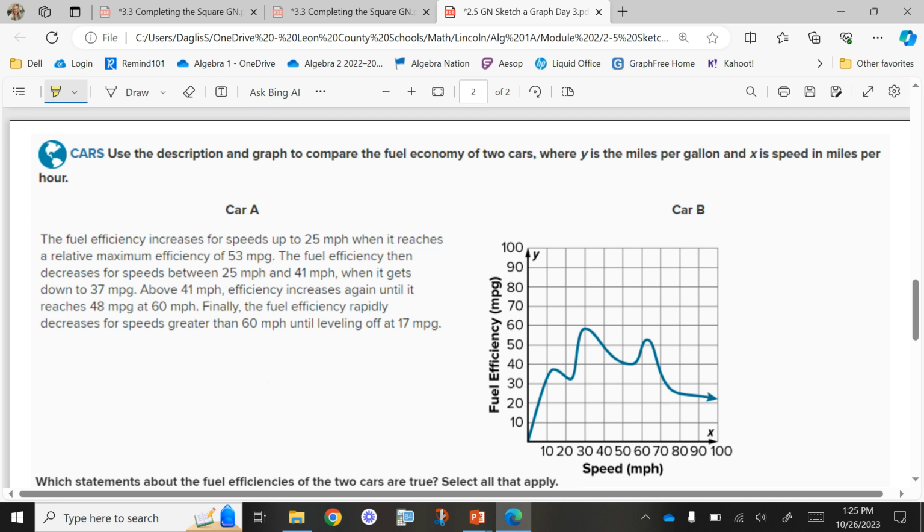So my first sentence says, it increases for speeds up to 25 miles per hour when it reaches a relative maximum of 53 miles per gallon. Okay.